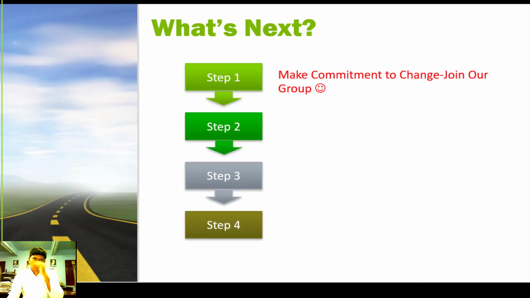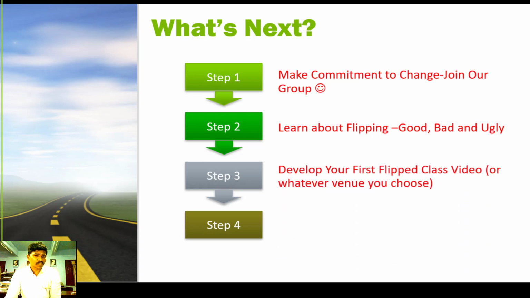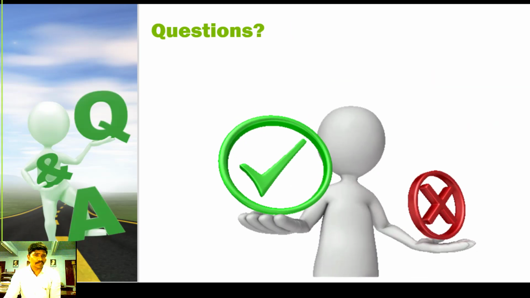What next? We have steps. Step number 1, make a commitment to change. Join our group or any other group to learn how we can do the flip. Learn about flipping and everything. Then develop your first flipped classroom videos, or you can send any videos, whatever venue you choose. Plan to begin next summer. When we have summer time, you can make a plan for at least the next academic year. You can enforce this method in the classroom to make the transaction very effective.